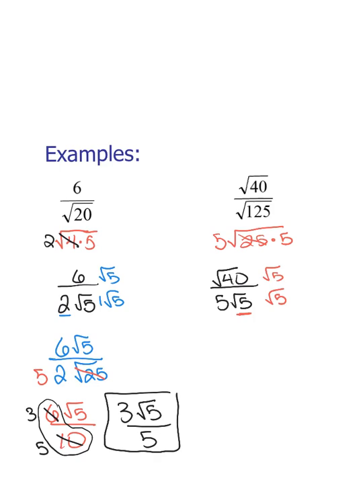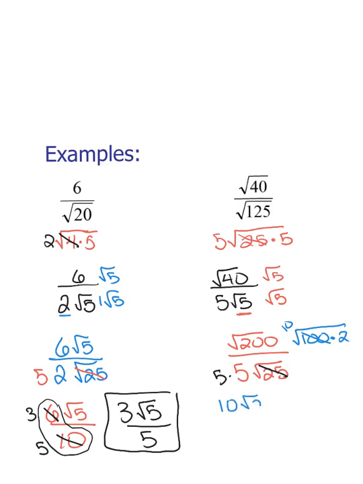On the top, radical 40 times radical 5 is radical 200. On the bottom, I'm going to get 5 radical 25. The square root of 25 is 5. And if I look at the top, if I see a 200, I'm thinking that's really 100 times 2. And the square root of 100 is 10. So my numerator, the top, becomes 10 radical 2.